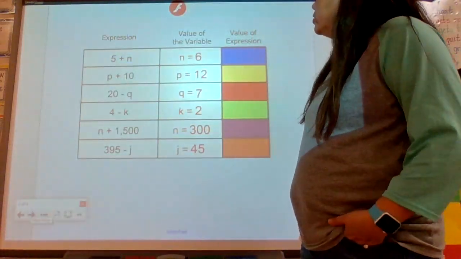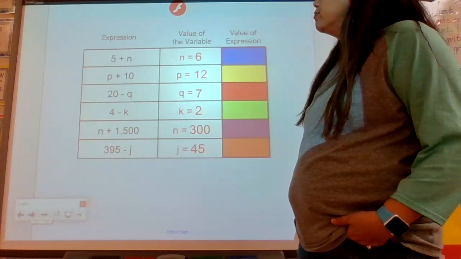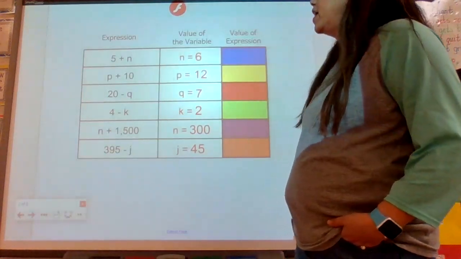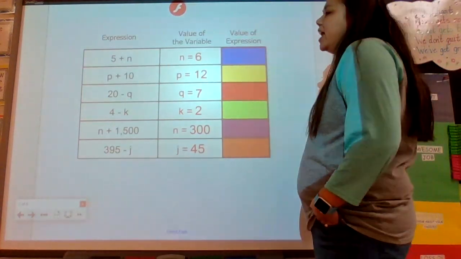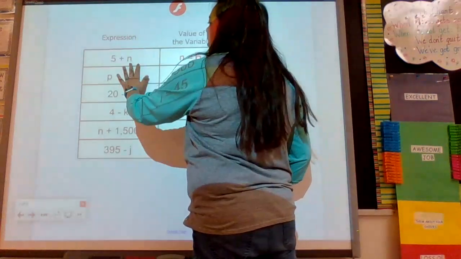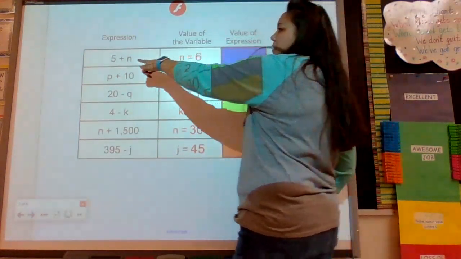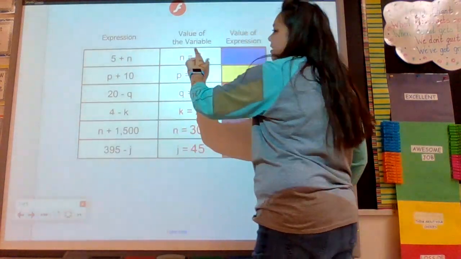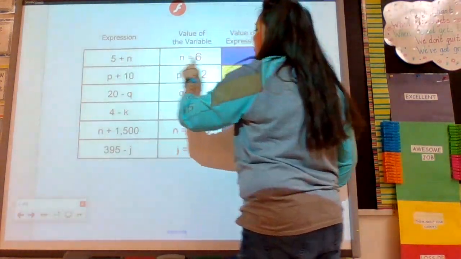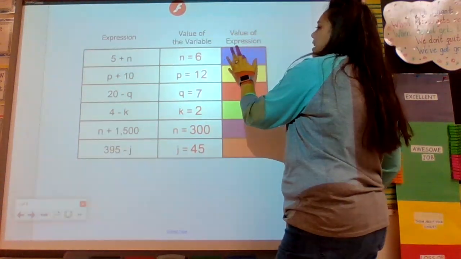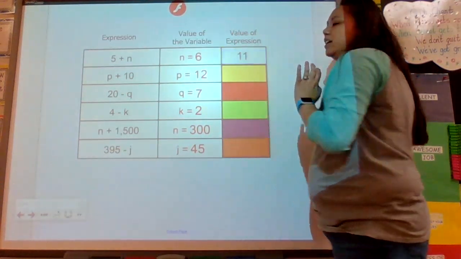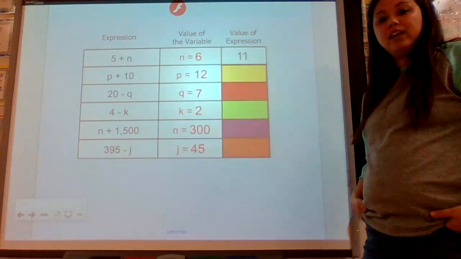So we also have to know about expressions and their values, okay? So the value of the variable. If I have a number sentence, which is an expression, and I have a variable, and I tell you that that variable equals 6, we're going to replace 6 in there. So 5 plus 6 is 11. So then when I click on that, did you get 11?